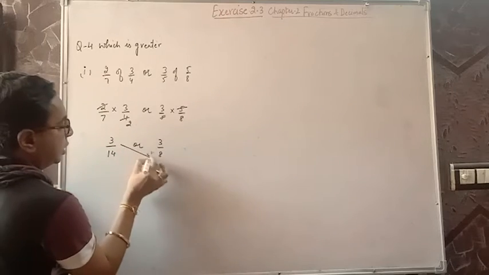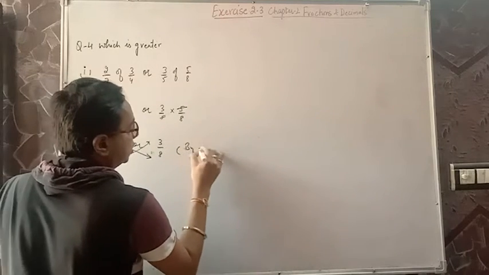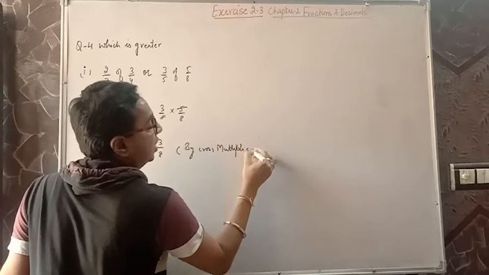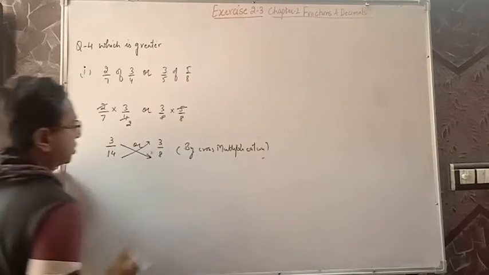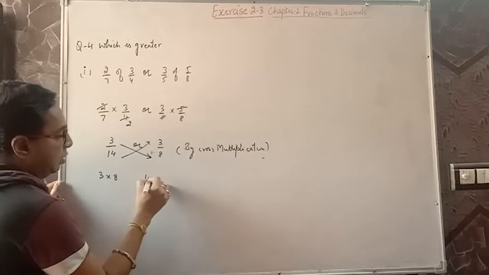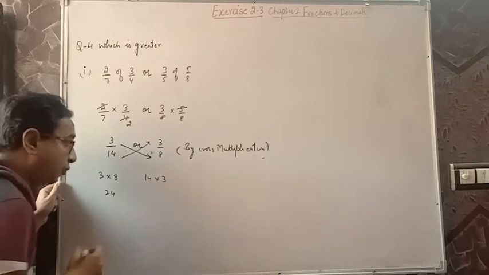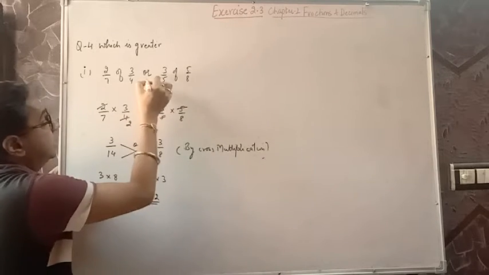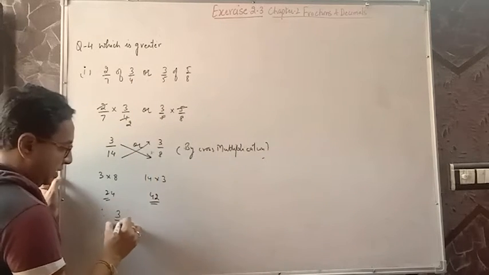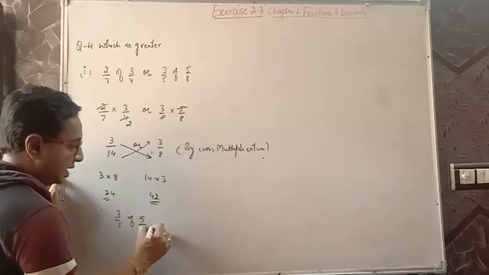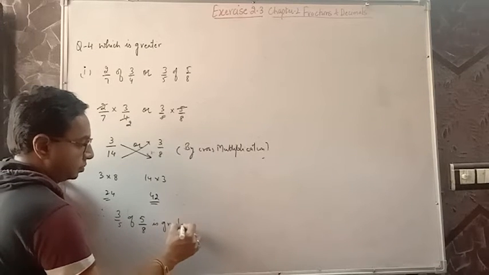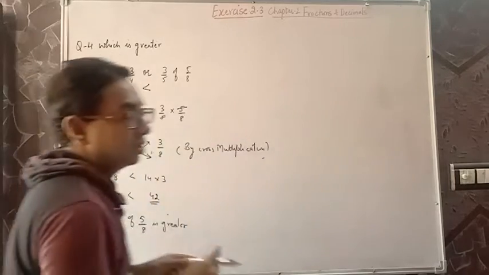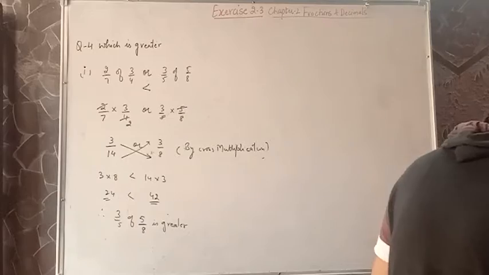Compare. How to compare? Cross multiplication. By cross multiplication, you have to write which method you have used. That's very, very important. Cross multiplication, 3 into 8, 14 into 3, that's 24, and here you will be getting 42. Therefore, which is greater? This is greater. Therefore, 3 by 5 of 5 by 8 is greater. Are we clear? This is how we will compare. Second part we can do.